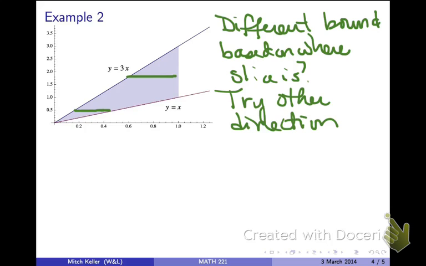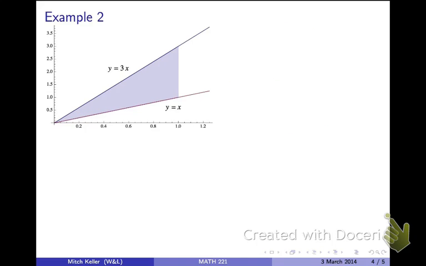And so we try not to do this if we don't have to, and we'll talk more about this later in the week. So let's try vertical slices here. They seem to be more promising.